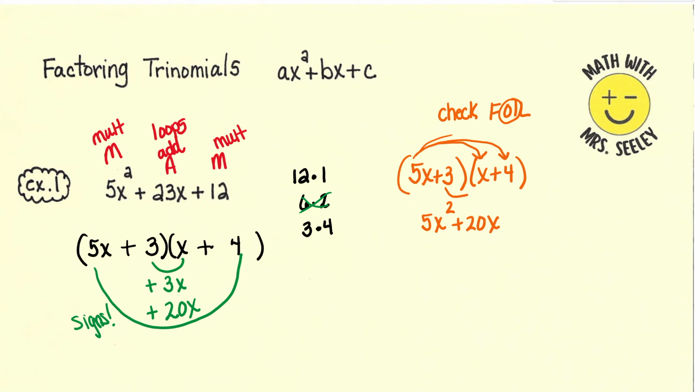Now the 3 says, my turn. Now I'm going to distribute. So 3 times x is 3x, and 3 times 4 is 12. If you collect your like terms, you get 5x squared plus 23x plus 12, which is what the original problem was. Again, we're not going to check everyone, but I wanted you to understand the relationship between the two and then know how to check if you want to.